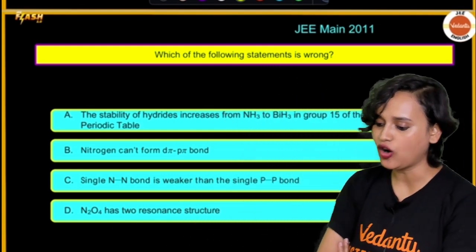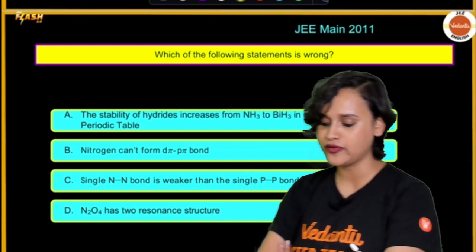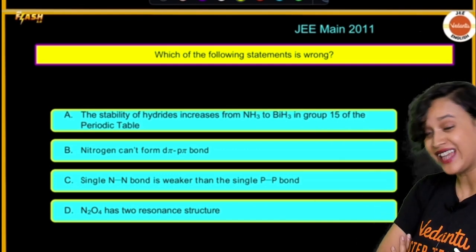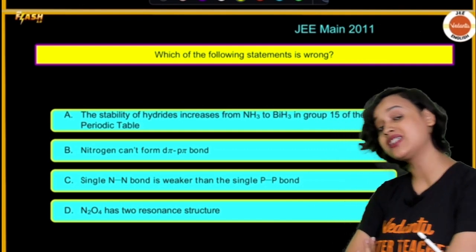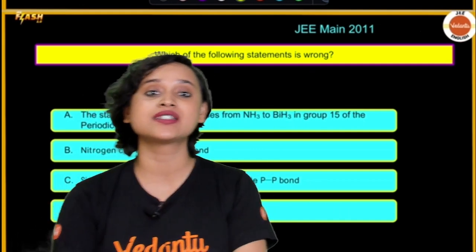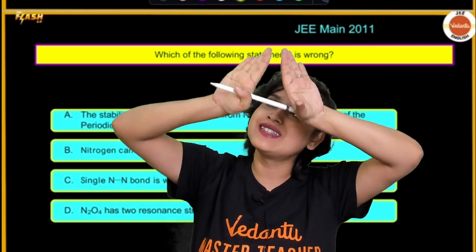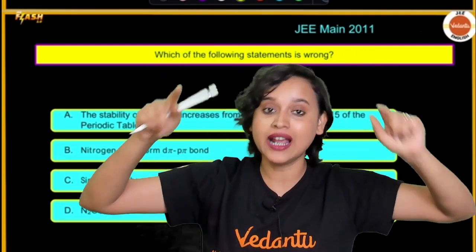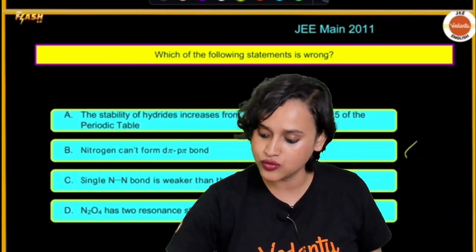The stability of hydrides increases from NH3 to BiH3 in group 15 of the periodic table. Nitrogen can't form p pi d pi bond. That is true. Yes. Single N-N bond is weaker than the single P-P bond. That is also true. You know why? Because when you have a single N-N bond, nitrogen has a lone pair, right? Nitrogen also has a lone pair. These lone pairs repel each other. Because of the smaller size of nitrogen, the lone pairs will repel each other, and hence the P-P single bond is actually much stronger. That is true.